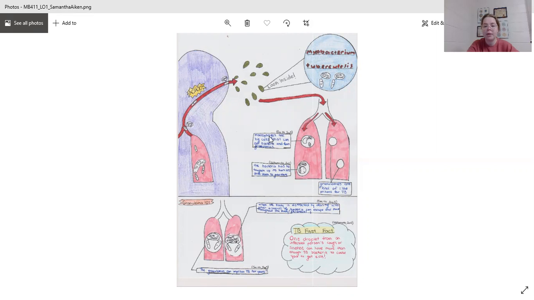And so here I talk about macrophages and how they engulf the bacteria to try to benefit the host and protect the host. And I specifically call these big cells because I want kids to learn science vocabulary, but I don't want them to feel less than because they don't know these big science words just now.